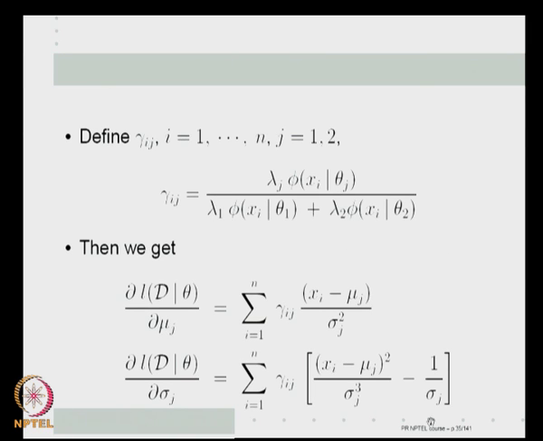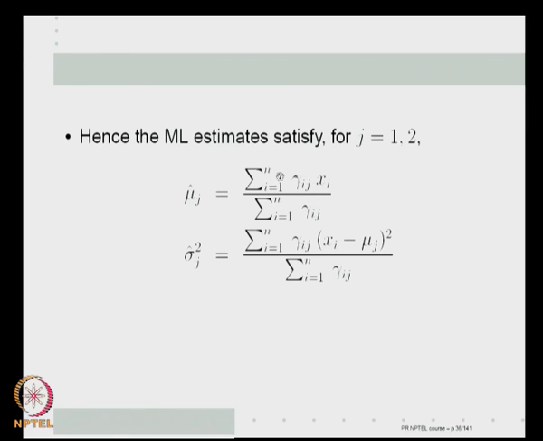Similarly, if I equate this to 0, take sigma j cube this side, it becomes sigma j square. So, I get sigma j square times summation gamma I j is equal to summation gamma I j times x I minus mu j whole square. So, sigma j square will be summation gamma I j x I minus mu j whole square by summation gamma I j, right. That is that term.